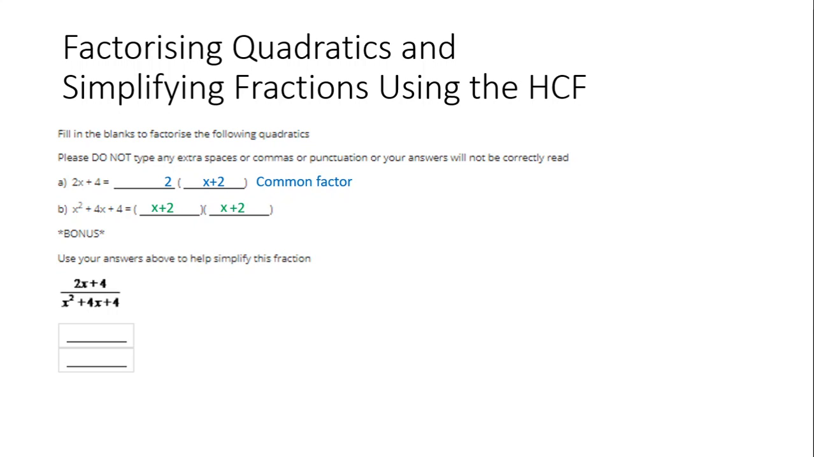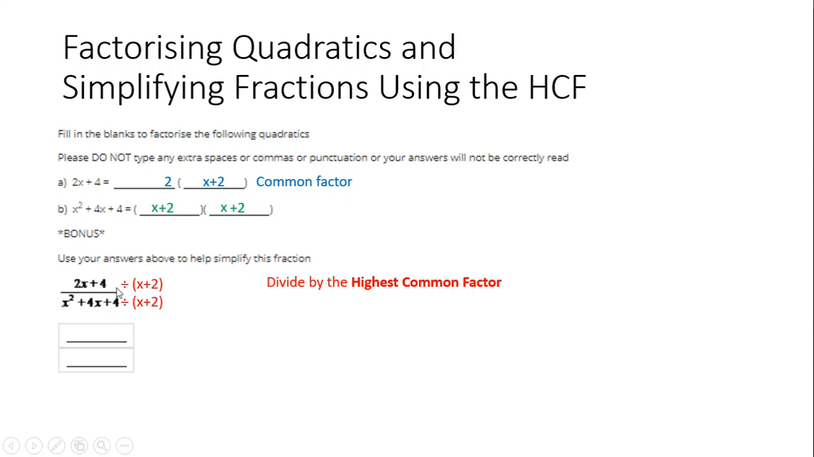Okay, now this is the bonus part of the question, because if you know how to factorize both the numerator and the denominator, you should be looking for a way to simplify a fraction using the highest common factor. The highest common factor of the numerator and the denominator we've just worked out. Look at the factors. What factor have they got in common? They've got x plus 2 in common.